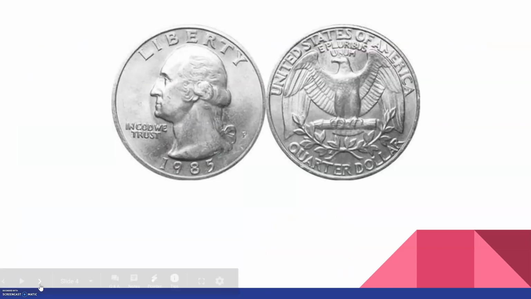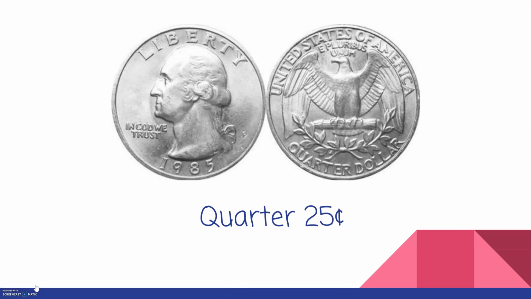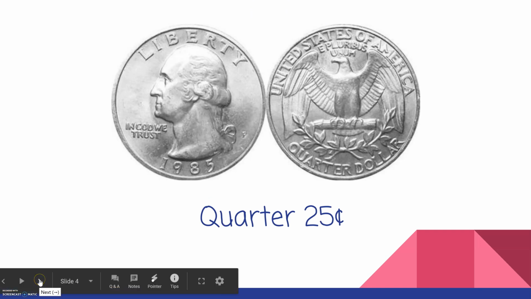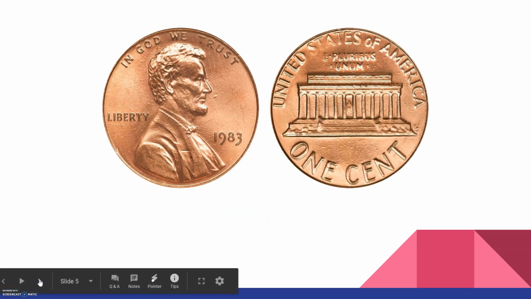Okay, so I'm going to show you a coin. You're going to tell me what the coin is and how much it's worth, okay? So, starting with this coin right up here. It is a quarter, and it's worth 25 cents. Okay? Thumbs up if you got that one. Very good. Next one. What's that one? That one is a penny, and it's worth 1 cent.